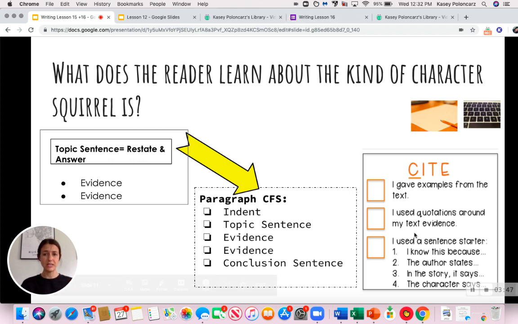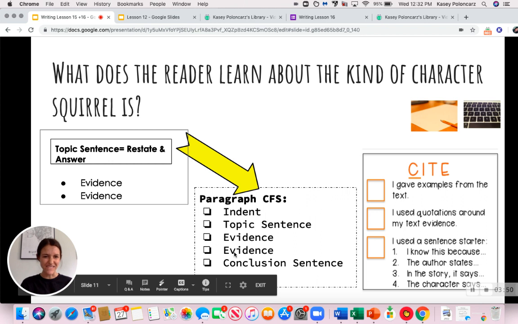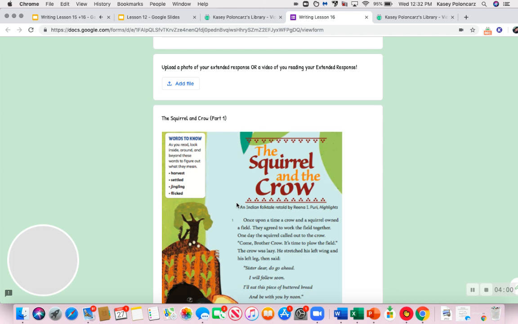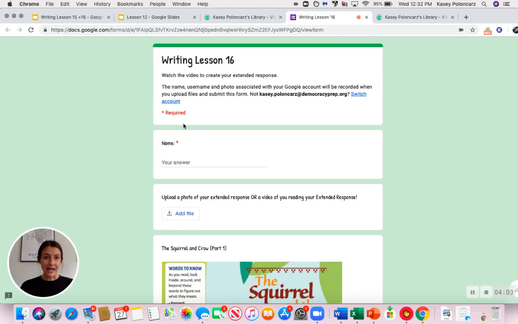You can also use this to help you when you're doing your evidence pieces, and you can make sure that you have a sentence starter and those quotes. Now, you're going to do your paragraph and you're going to submit it onto lesson 16.